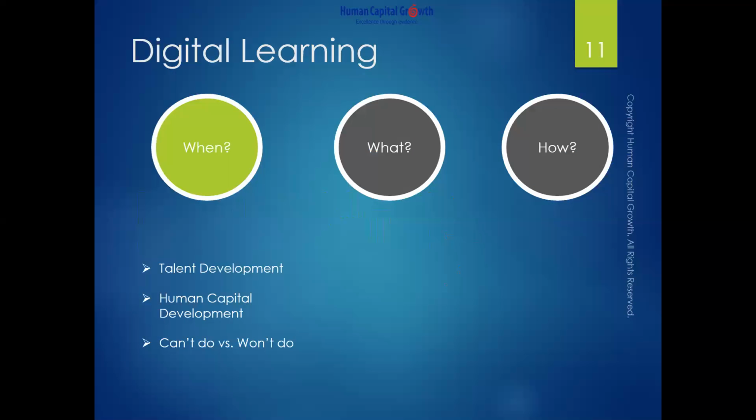So I'll go on to the specific agenda items that I had laid out. The first one, let's talk about when is digital learning the right solution? And getting this part right is very important within organizations, so you're able to devote the right resources in the right place. And I'll specifically talk about three key areas, which is the difference between talent development versus human capital development, versus understanding what one can't do versus won't do. And these distinctions will help you make better choices of when to digitize and not to digitize a learning solution.